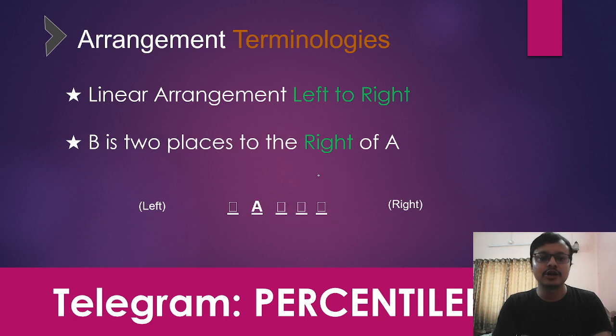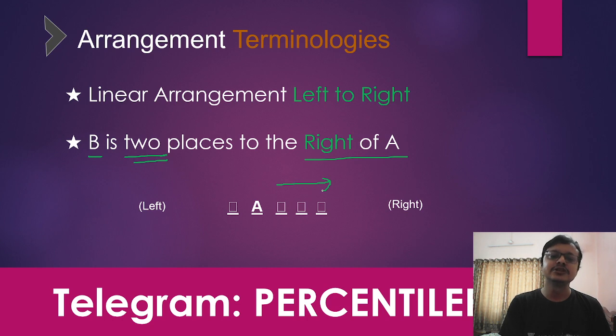The next terminology that we'll come across is n places to the left or right. For example, let's say it says B is 2 places to the right of A. So where must B be? Obviously, right means this direction. Now it says B is 2 places to the right. So 2 places to the right would mean this is 1 place to the right, and this is your second place to the right.